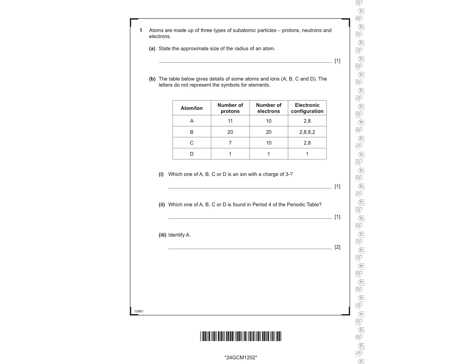State the approximate size of the radius of an atom. Well, you can give two possible answers for this. You can either say that it's 0.1 nanometers or 1 times 10 to the minus 10 meters.